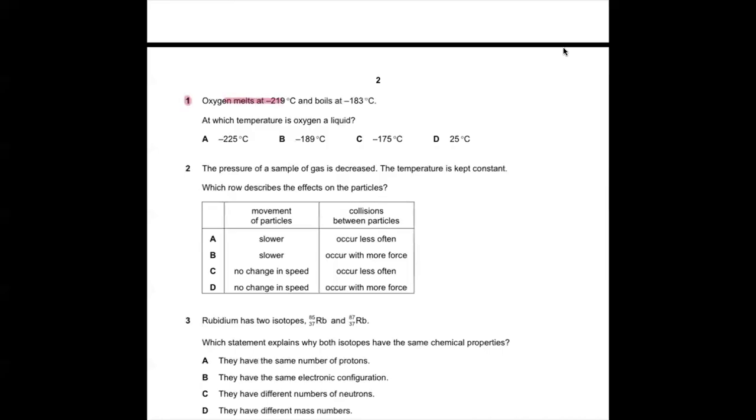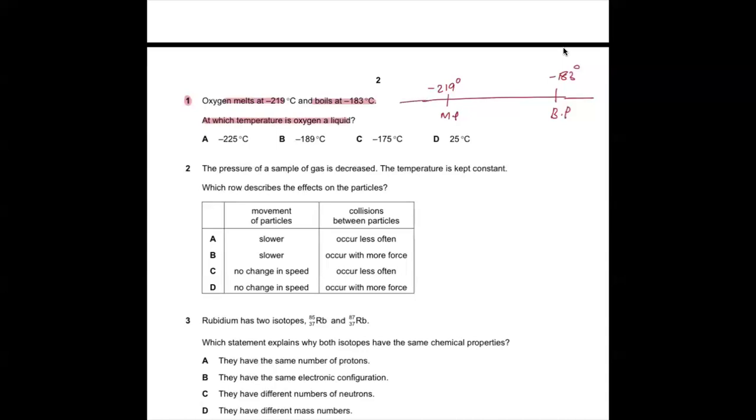Question number 1. Oxygen melts at minus 219 degrees Celsius and boils at minus 183 degrees Celsius. So we got a range, and they are asking at which temperature oxygen is liquid. Minus 219 degrees Celsius is the melting point. Then minus 183 degrees Celsius is the boiling point.